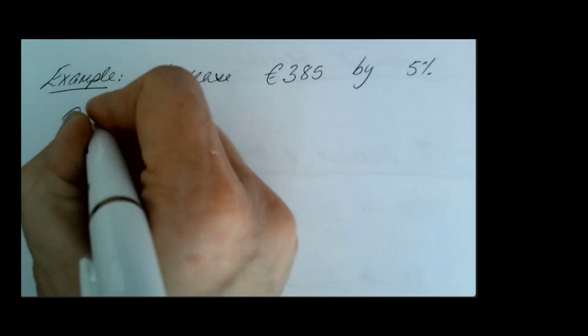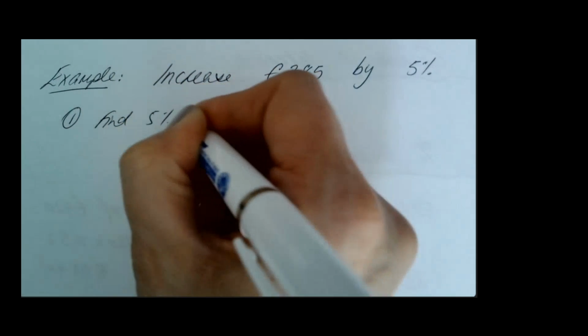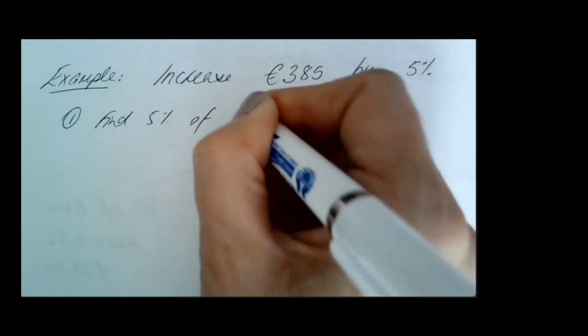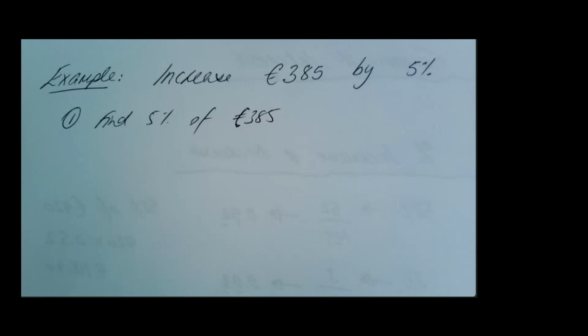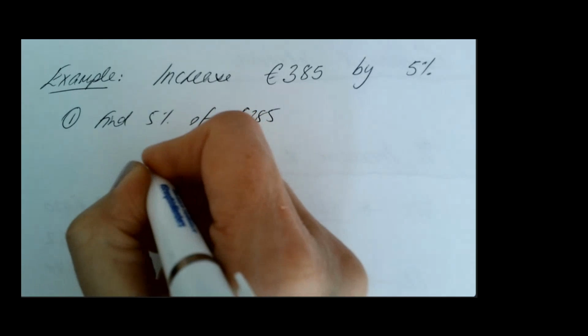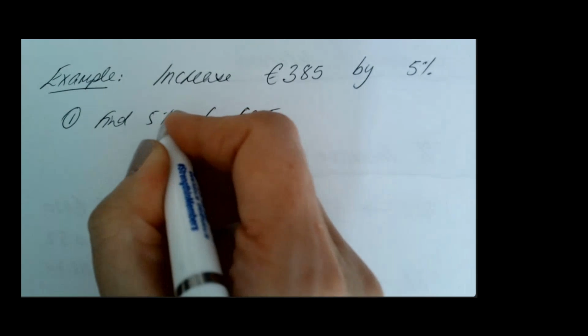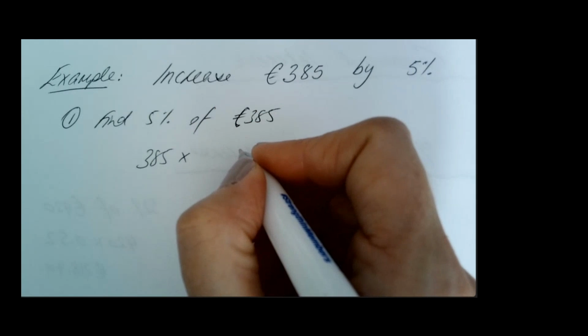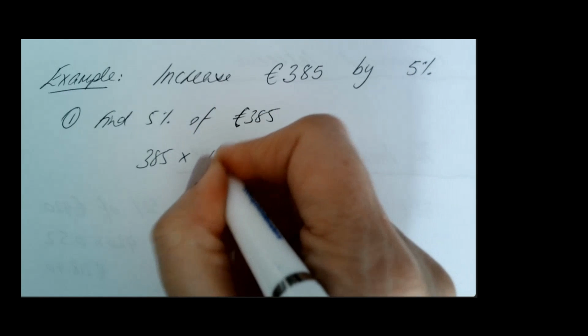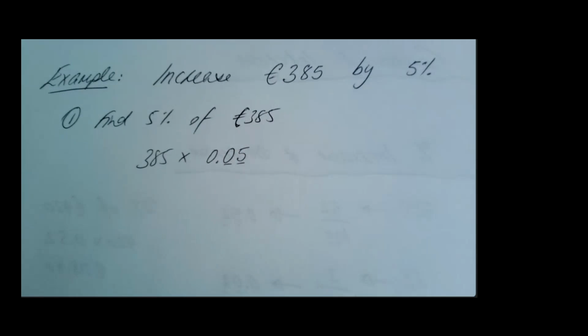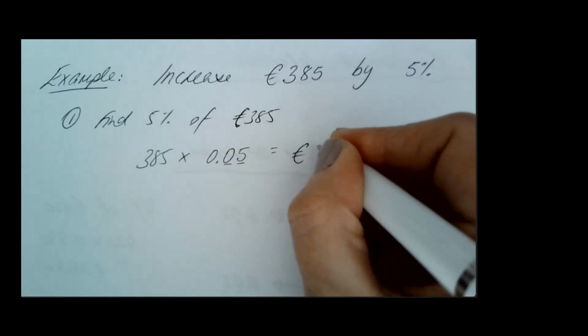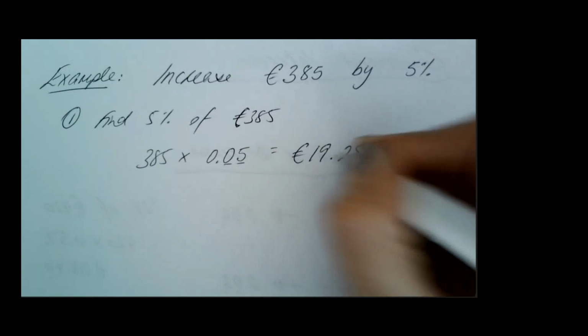So again, the first thing I'm going to do is find 5% of 385 euros. Now, if you feel confident from here, pause the video and try the rest of that question yourself. So 385. Now 5%. 5% as a decimal is 5 out of 100, 5 divided by 100, which is 0.05. Okay. So 385 times 0.05, and the answer I'm getting is 19 euros and 25 cents.